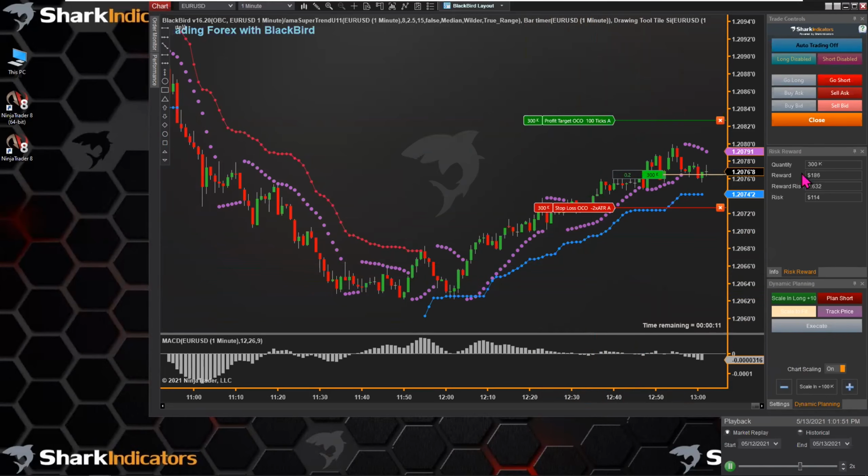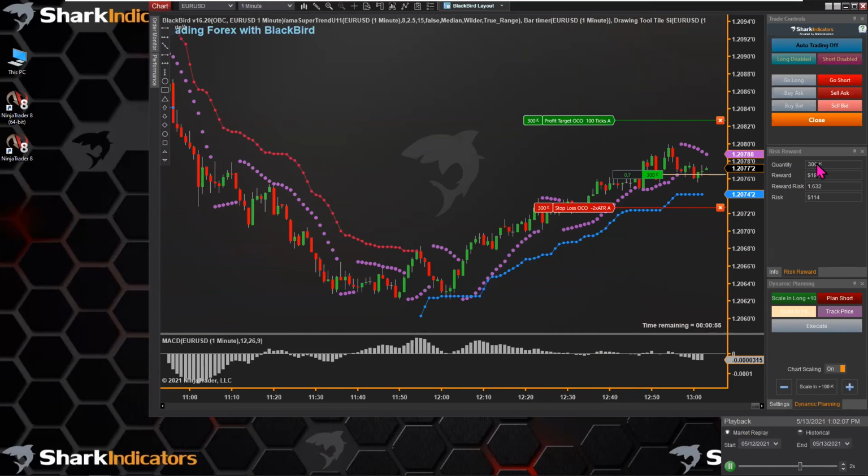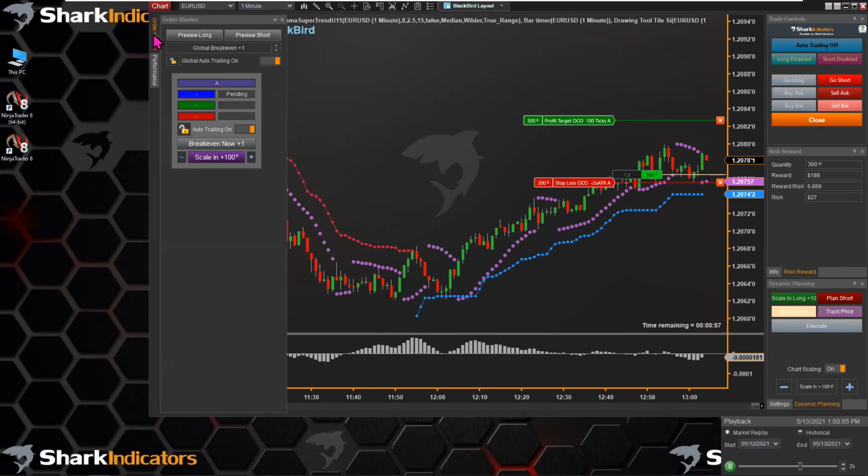I quickly covered the risk reward panel. Simply put, this shows you the number of contracts. It's calculating what your reward would be and what your risk is, and then of course what your ratio is. So if you're always measuring whether a trade is worth taking based on that risk reward ratio, this panel will calculate that for you instantly. A couple of the other things that we have here.